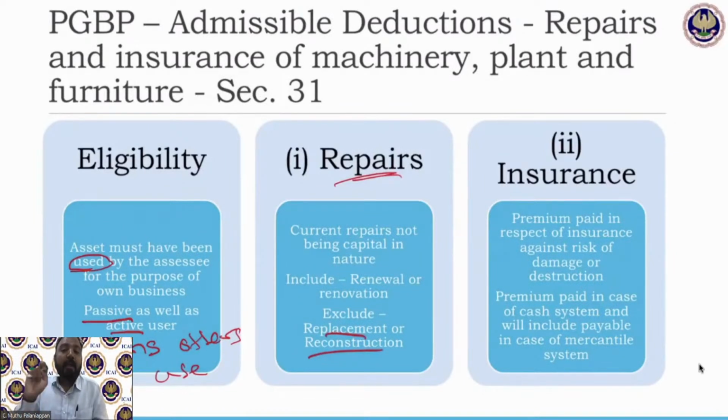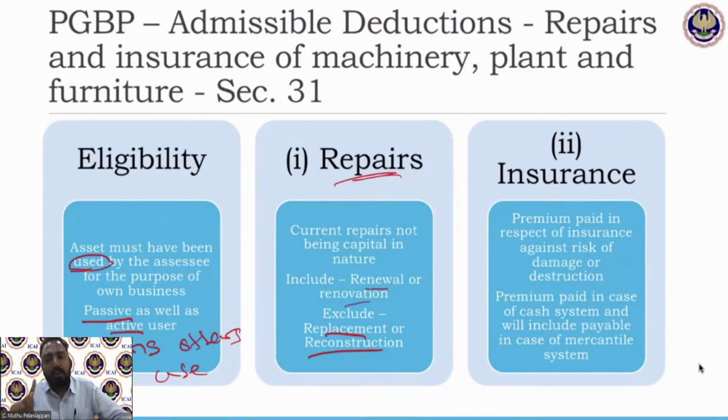Repair is something else. Three screws of the machinery have gone bad. Because of this, there is extra shake. I am changing the screws, which is repair. It means just keeping it in a proper running condition, without changing the capacity of the machinery. So that's what you call renewal or renovation, but not replacement or reconstruction. So that's what it is about. So current repair is covered.